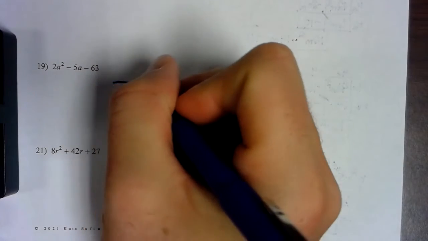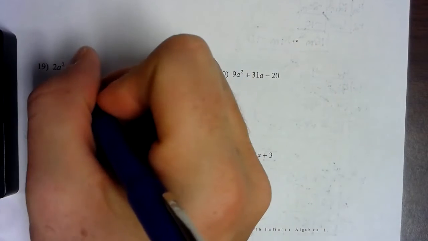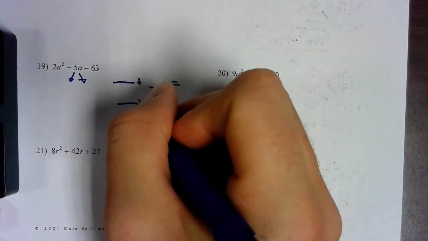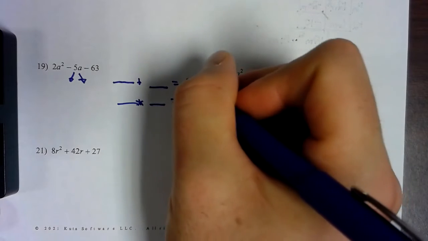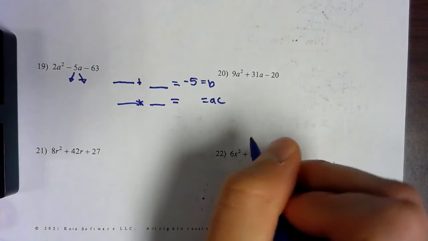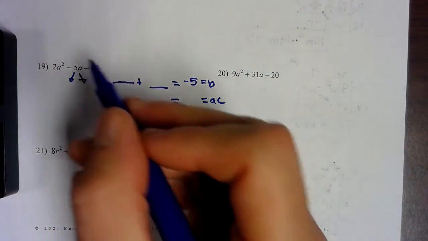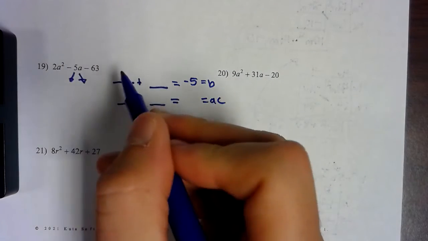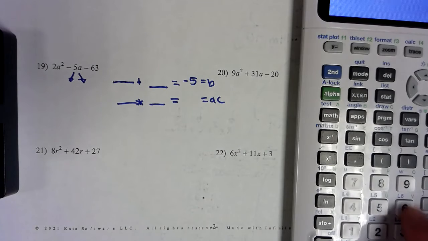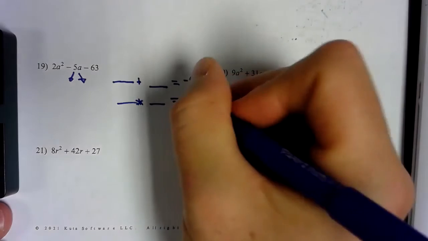And the first thing to do is to figure out how are we going to split up the negative 5a? Well, we got to find the 2 numbers that add to b, which is negative 5, and multiply to a times c. So important that we remember a times c. A times c is 2 times negative 63. I'm going to need a calculator for that one. 2 times negative 63 is negative 126.